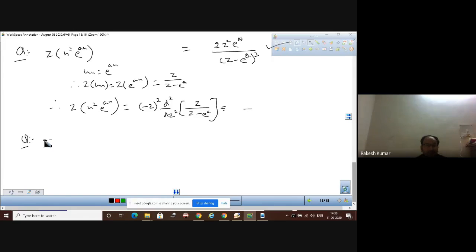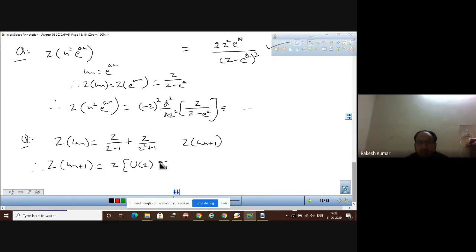The question is: if the Z transform of u(n) is equal to z over z minus 1 plus z over z square plus 1, then we need to find the Z transformation of u(n+1). This is clearly shifting to the left. So by applying the rule of shifting to the left, the formula is z into U(z).